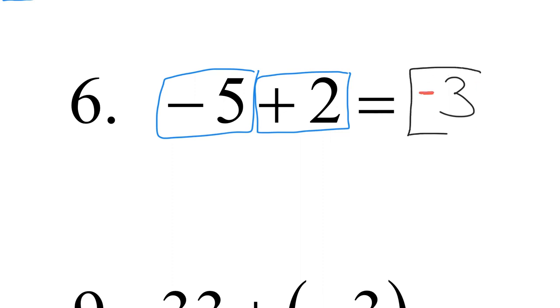Right there. Now, let me explain the rules again. When the two numbers have different signs, you subtract the numbers, biggest minus smallest number, and you keep the sign of the biggest number. So 5 is bigger than 2. So if 5 is negative, my answer is negative.